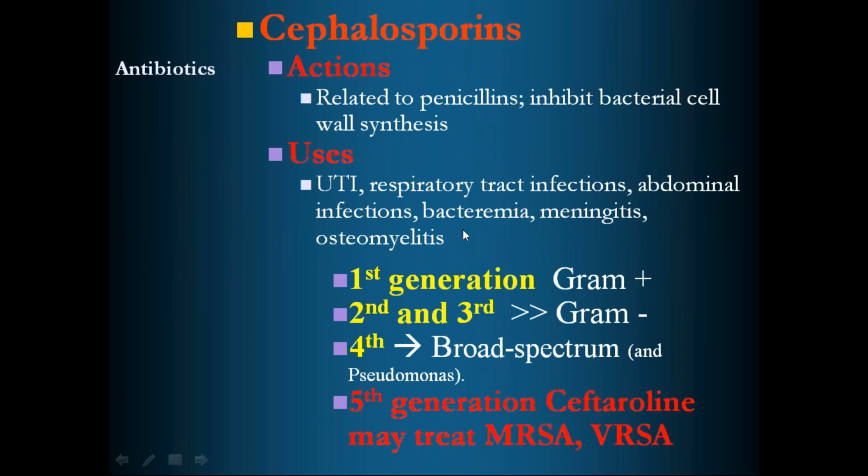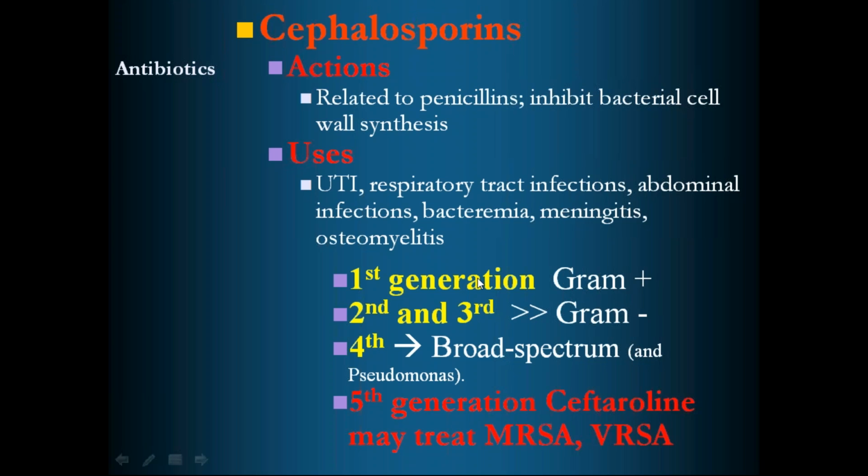We have cephalosporins. We have first, second, third, and fourth generation. So if I have a bacteria that is gram-positive, which cephalosporin are you going to give? You're not going to give the big gun. You're going to give the specific gun, the first generation, for the gram-positive.